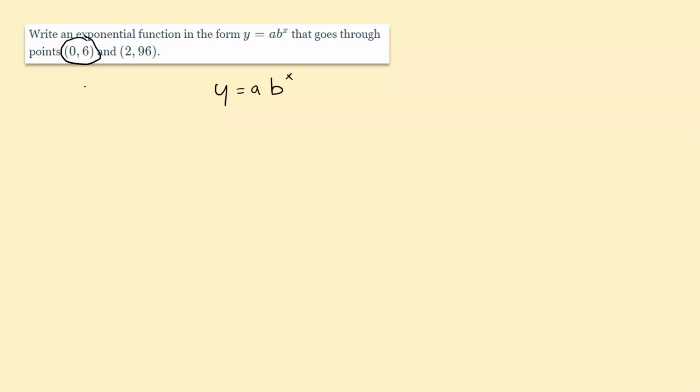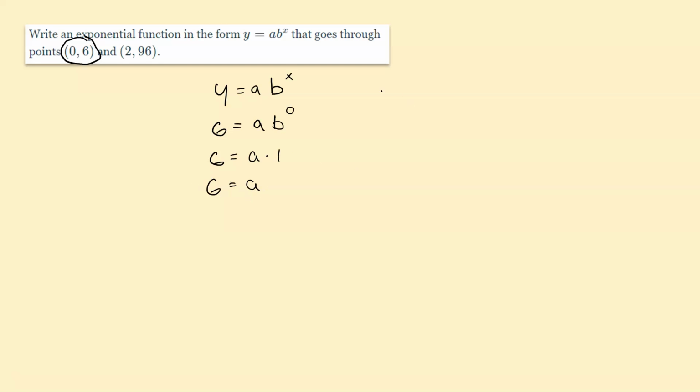because they give us this point where x equals 0. That actually gives us a lot of information. That's the initial point. That's very useful, because what happens when I plug these values in, I plug 6 in for y and 0 in for x. Because here we have b to the 0 power, and we know that anything to the 0 power equals 1, so a times 1 is also just a. Once we simplify this, we get 6 equals a.